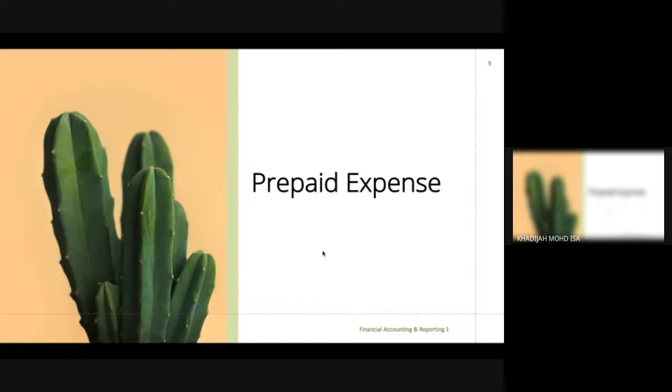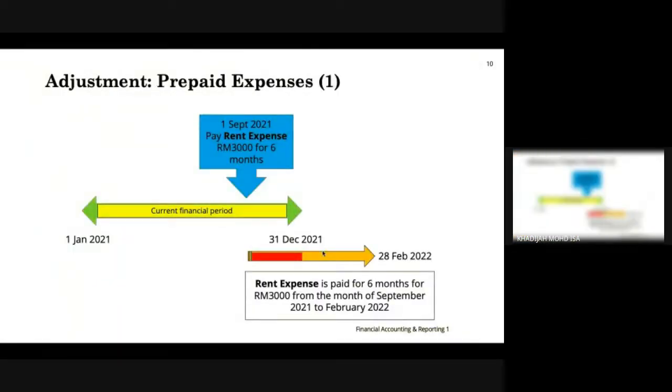So let's look into your prepaid expense. The adjustment, we call it prepaid expenses, means that we make payment for the expenses first. You pay rental expense on 1st September 2021, so you make payment of rental of 3,000 ringgit for 6 months. If your year end is 31st of December, but you make payment of 3,000 for your rental expense for 6 months, then if you make payment on 1st September 2021, you have September, October, November, and December. So 4 months only for 2021. The other 2 months is January and February, which is in 2022.